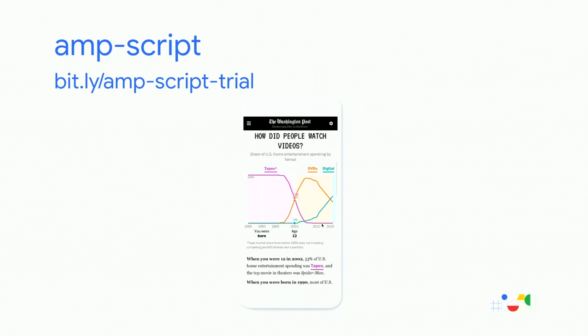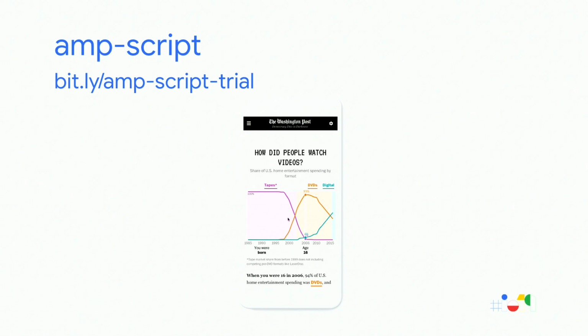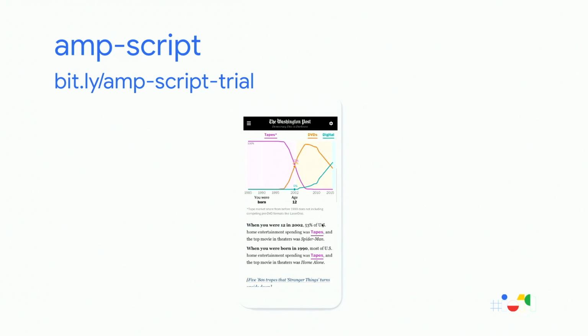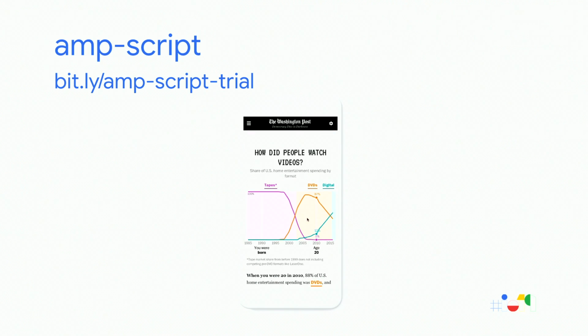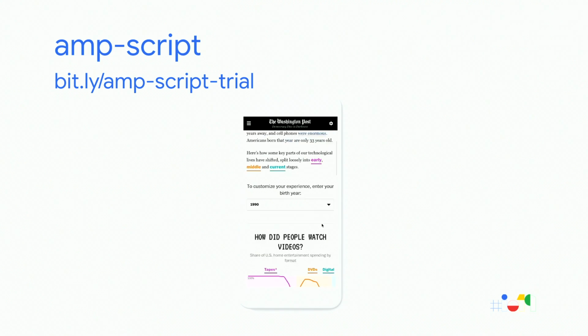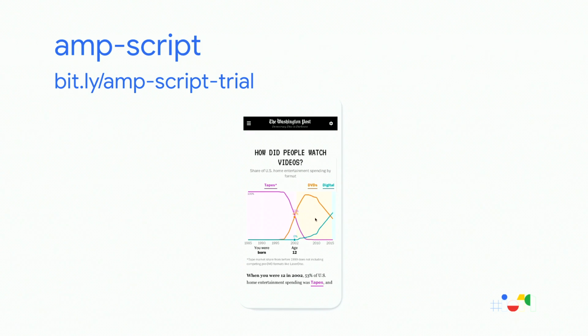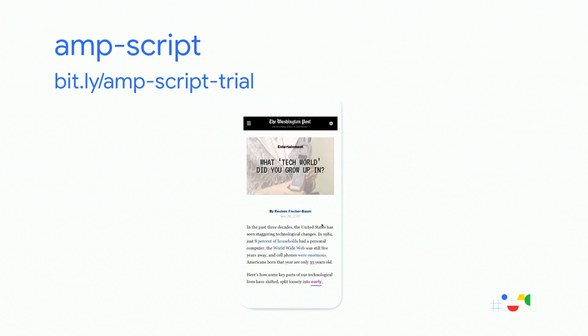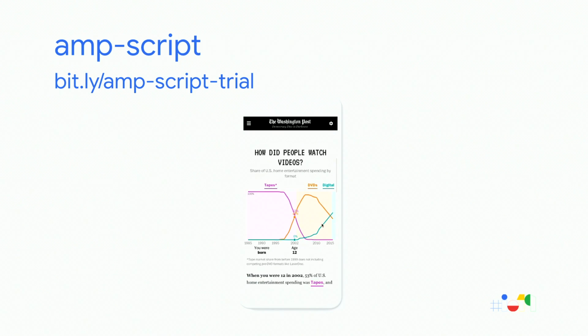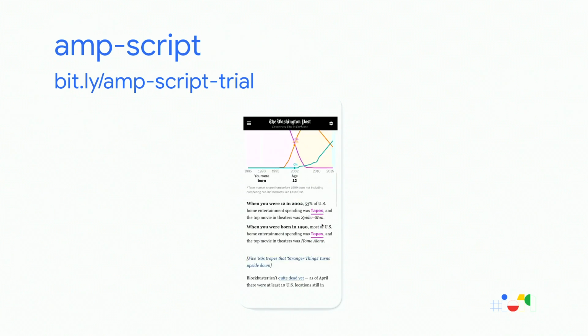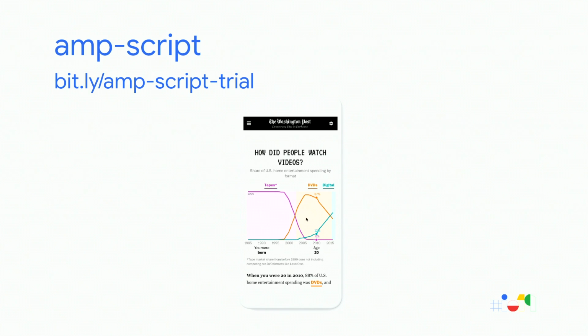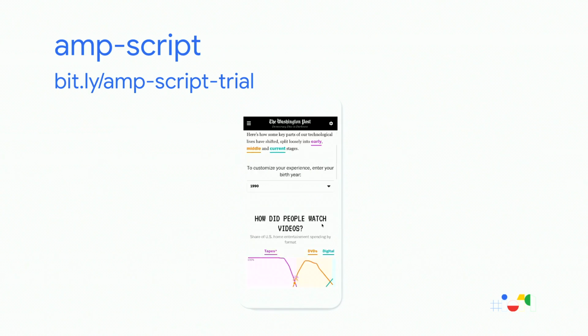And speaking of rich and interactive experiences, here's a demo of an interactive Washington Post article that we recreated using AMP script. Now, this article has various interactive components that are hard to do in AMP right now, such as responding to click events or binding input fields to other things in the page, such as text or chart. This article really shows how AMP script can help you create complex interactive experiences within the AMP project. And for those of you who are interested, AMP script is now available under Origin trial, and you can sign up for it here.